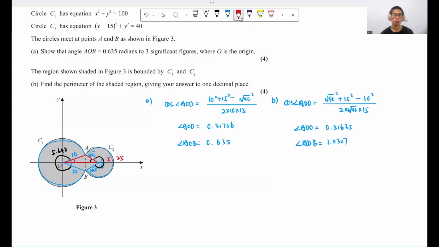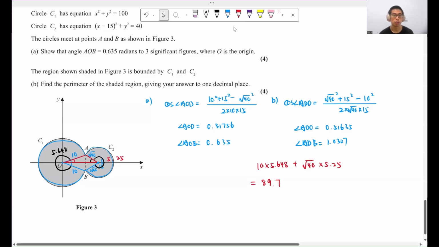So that would be 5.25. Then to work out the perimeter, we can use r times theta: 10 times 5.648, plus the other radius, root 40 times the angle 5.25. So put that in the calculator, that should give us the answer. So 5.25 times root 40 plus 10 times 5.648 would be 89.686, which to 1 decimal place is 89.7. There are no units given. So yeah, that would be the final answer.